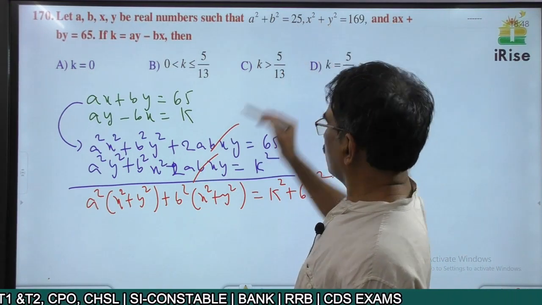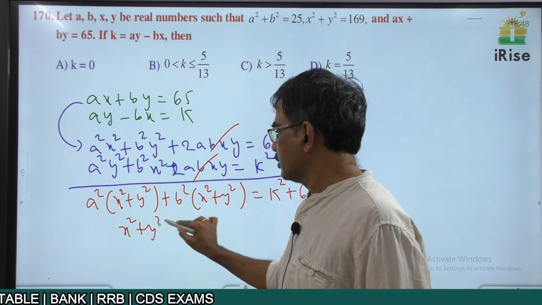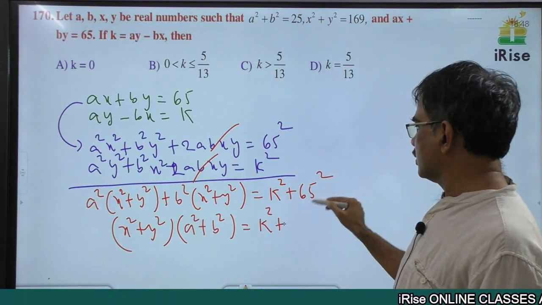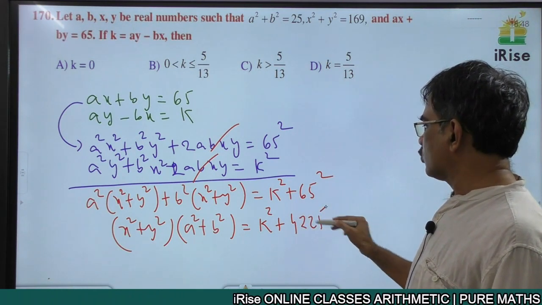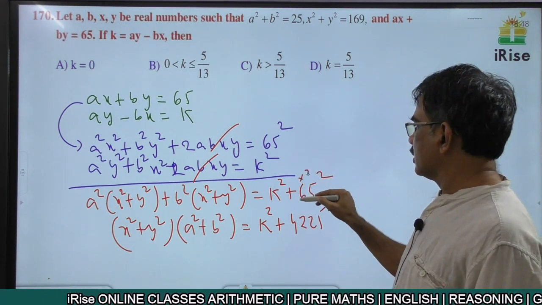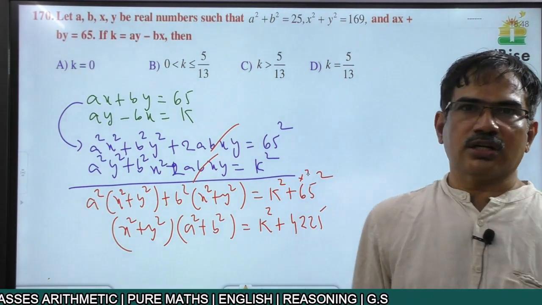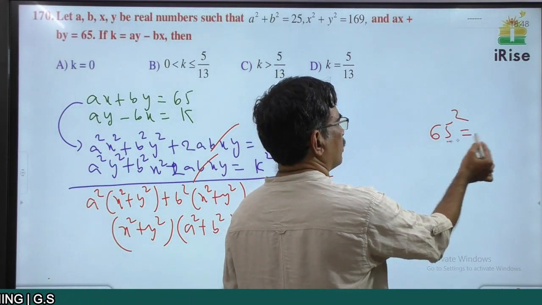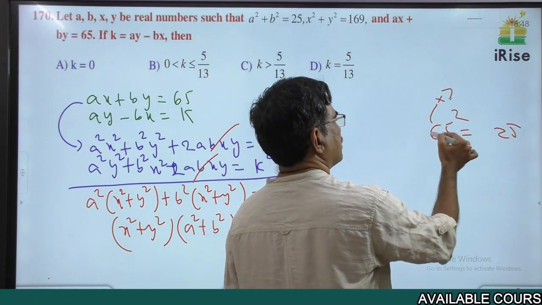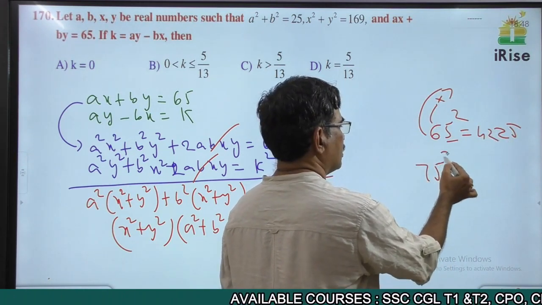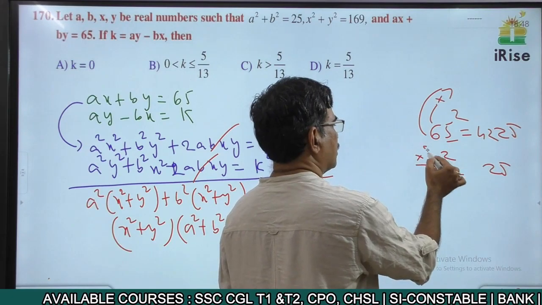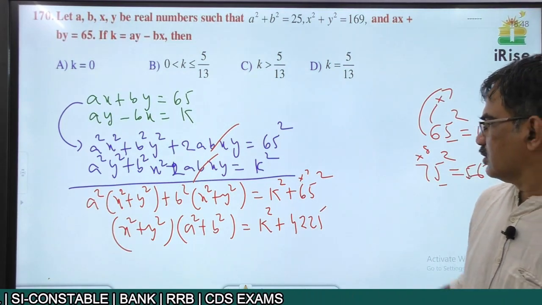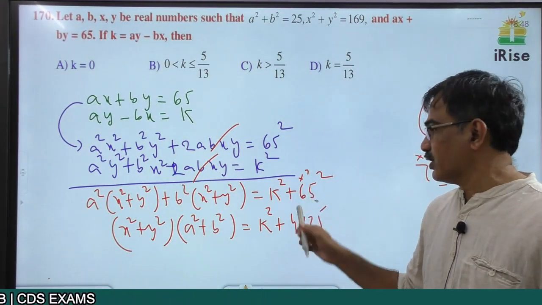Take x square plus y square common, into a square plus b square is equal to k square plus 65 square, which is 4225. 5 square is 25, 6 into next number 7, 6 7s are 42. Very shortcut. If 5 is there in units place, the squares are very easy. 65 square: 5 square 25, 6 next number 7, 6 7s are 42. Similarly, 75 square: 5 square 25, 7 next number 8, 7 8s are 56. So it's a simple shortcut to get squares having units place as 5.